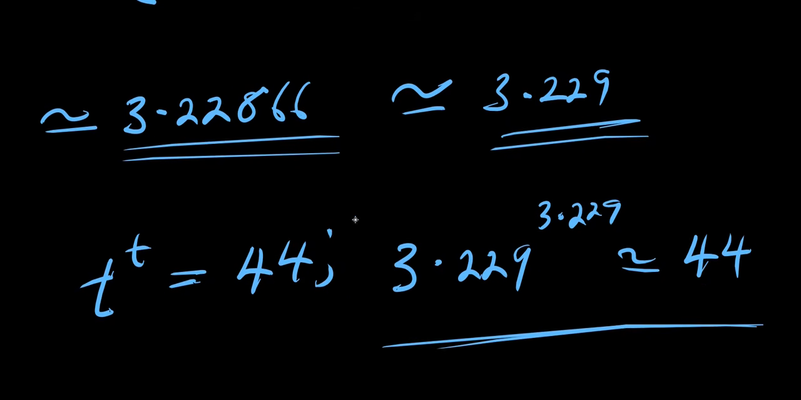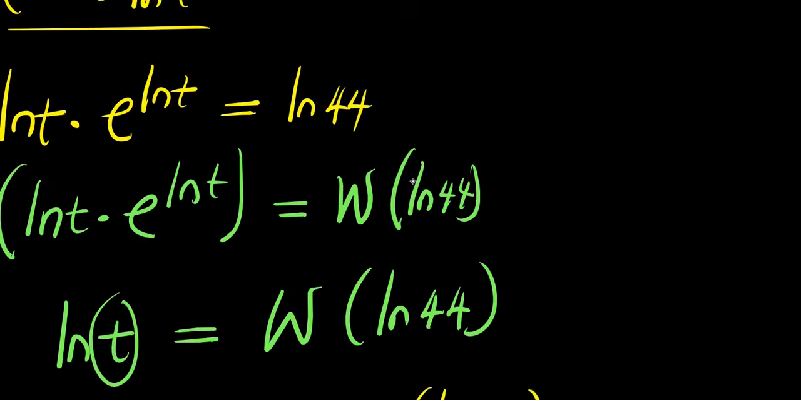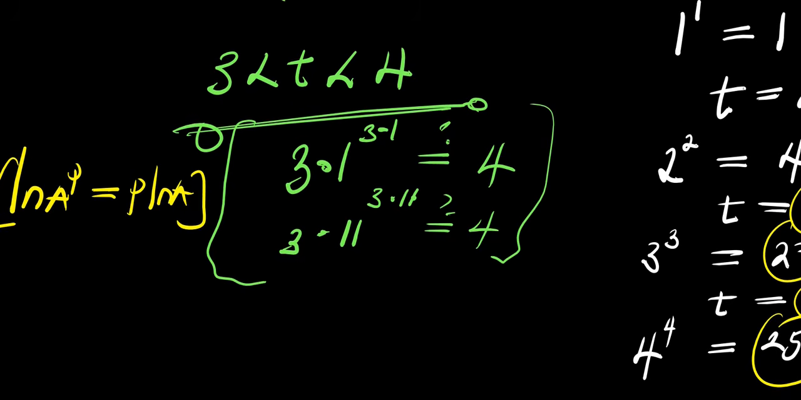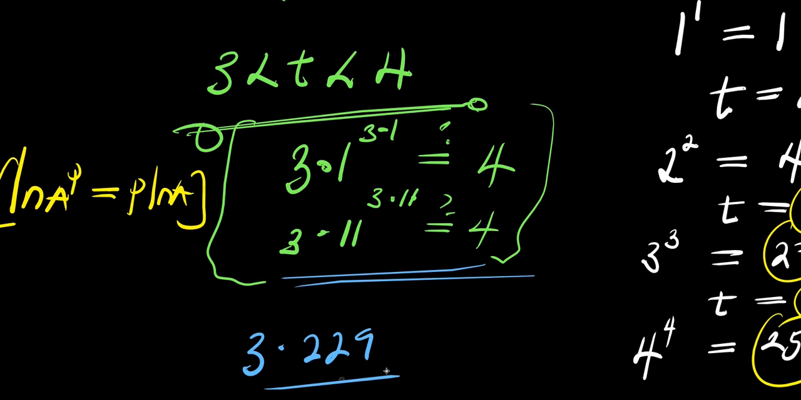That is our answer. So how long will it have taken you using this trial method here to test and get the value of 3.229? How long will it have taken you? That's why this formula is very important.